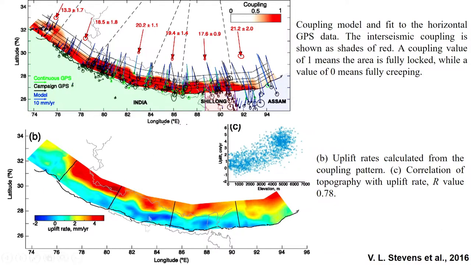Okay, and this is the vertical rate. You can see the vertical upliftment. It is mainly going on in the higher Himalaya. So the higher Himalaya is basically uplifting more as compared to the lower Himalaya and the outer Himalaya.